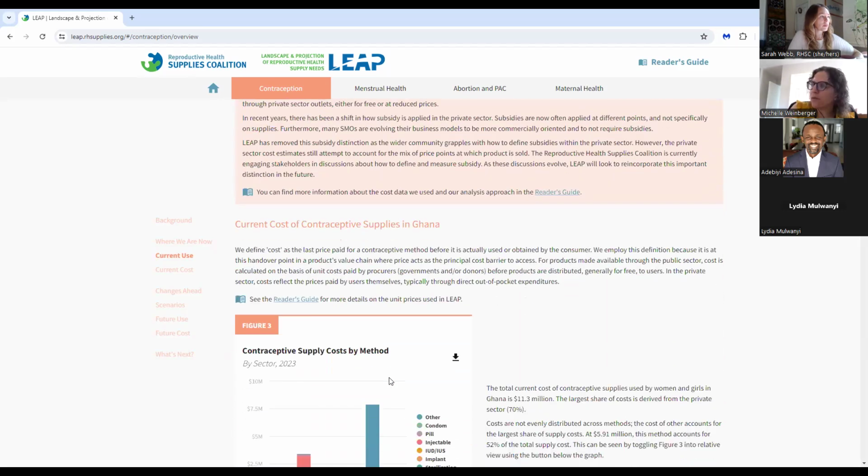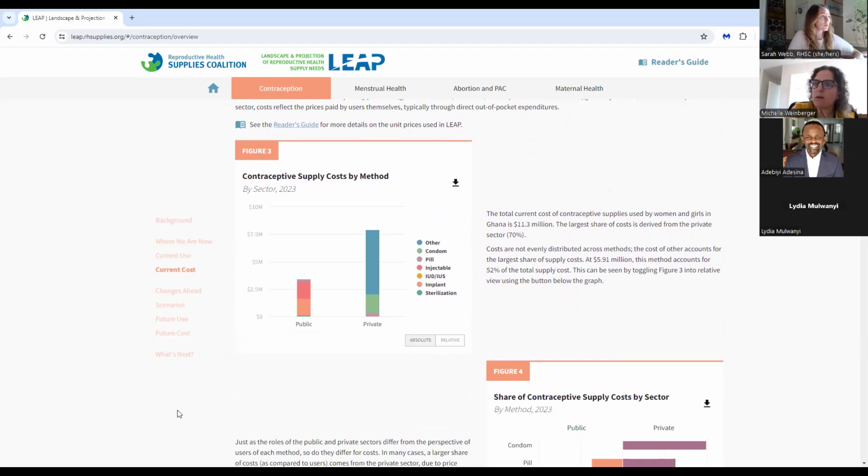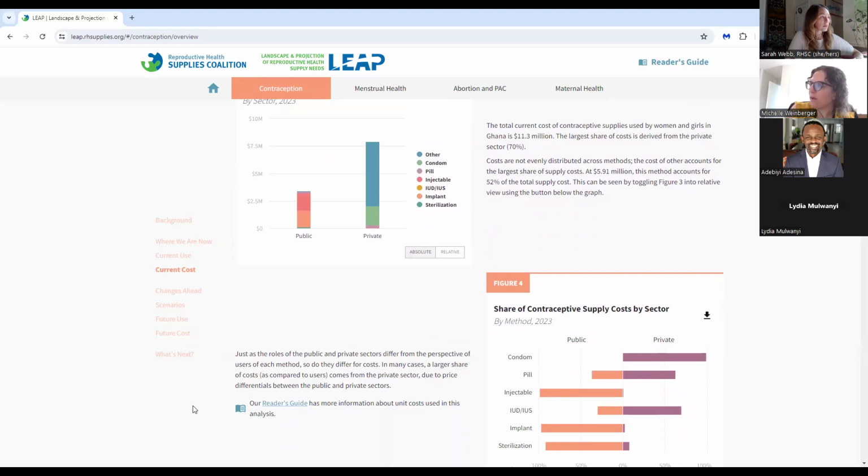There are also some similar results around costs. Costs tend to be more skewed than use because we know that the costs of methods differ, and short-term methods generally have a higher cost over the course of a year, because women need lots of condoms, lots of pill cycles. We're also applying different costs in the public and private sector, accounting for the fact that, not always, but often, private sector commodities have a higher price point. And so we see similar graphs showing that picture of cost rather than just use.